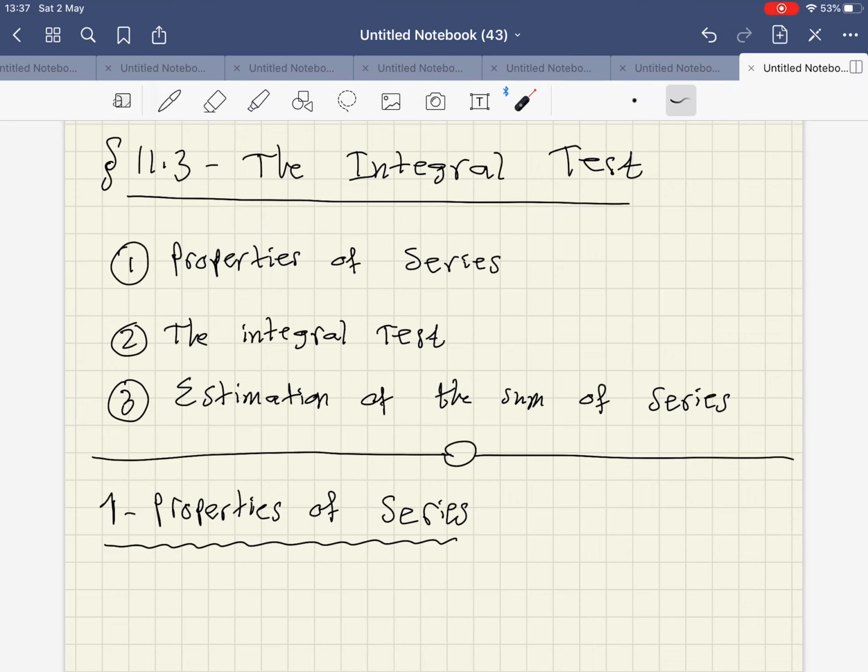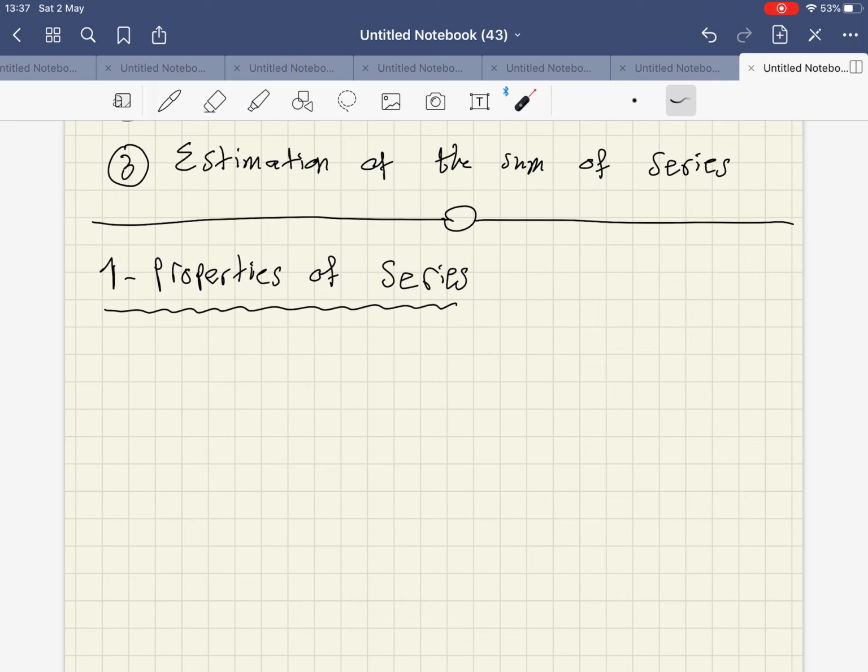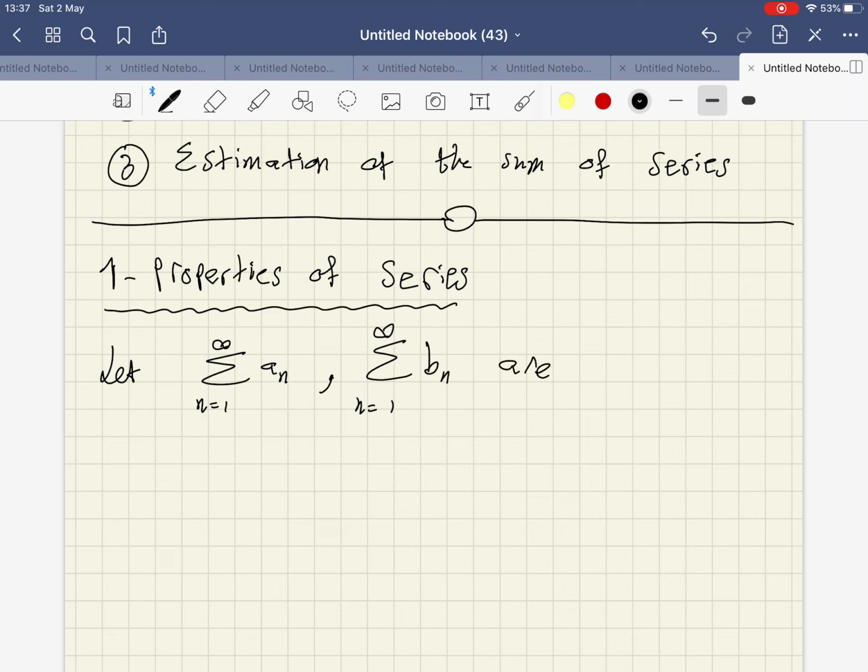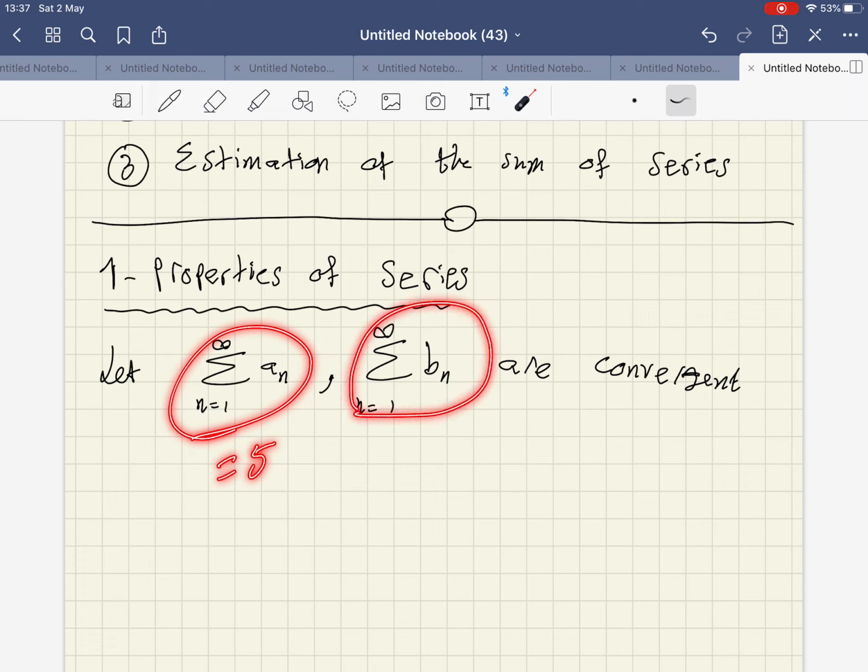The first topic, which is properties of the series, and I'm sure you all have kind of a feeling about it. Let's suppose we have two series. Let summation from n to infinity a_n. This is the first series. And we have another series, let's call it b_n. And let's assume both are convergent. Convergent means they have an answer. Maybe the first one is equal to 5, and this may be equal to -1 or 7 or 10.